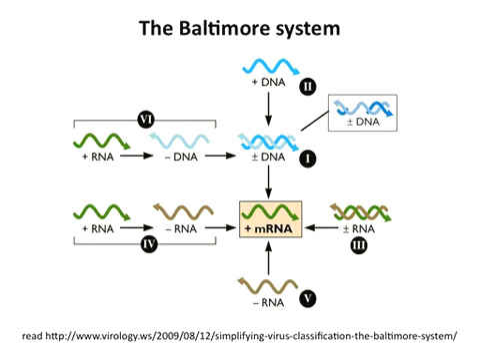And now here's the Baltimore system, which will help us focus on these pathways. So here the 7 different genome types are shown in a diagram which shows how they lead to mRNA. And if you can remember this scheme, you'll really do very well.